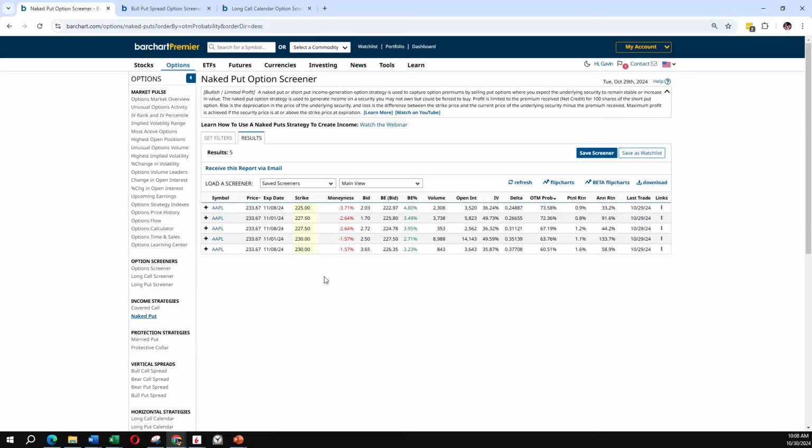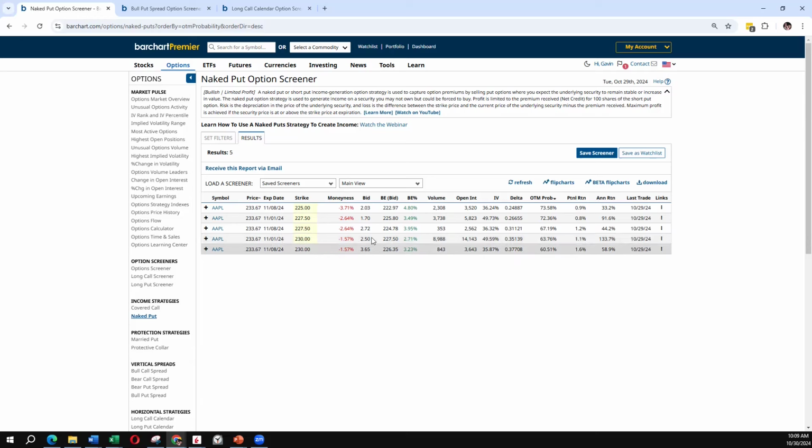If I wanted to be a bit more aggressive, I could go with one of the options that are closest to in the money. So the 230 strike for either the November 1st or November 8th expiration. We've got the same out of the money percentage, but our annualized return is a lot higher in this example because we're trading a much shorter time frame option.